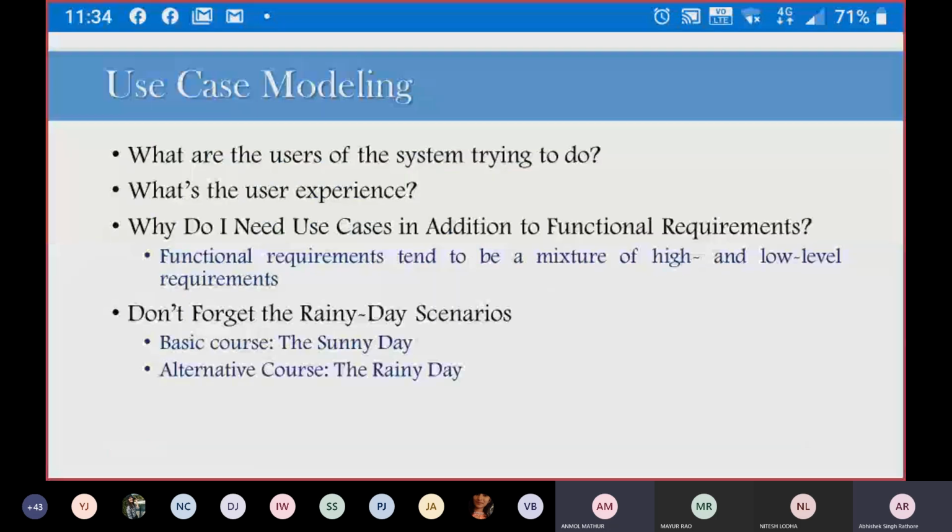Kindly mute your system. Don't create noise.